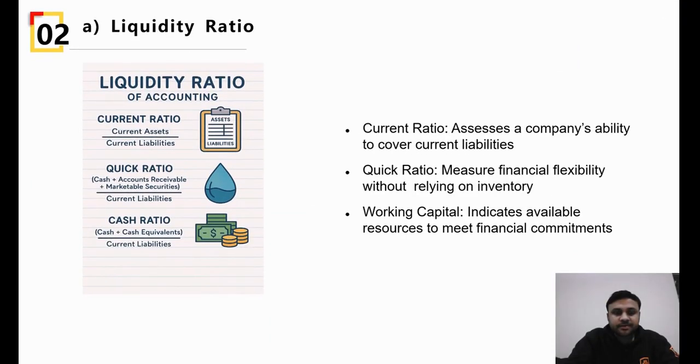In liquidity ratios, there are three types: current ratio, quick ratio, and working capital ratio. The current ratio helps to assess a company's ability to cover current liabilities, whereas the quick ratio measures financial flexibility without relying on inventory. And working capital indicates available resources to meet financial commitments.